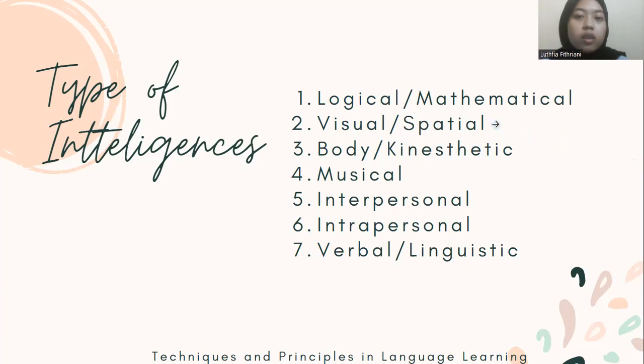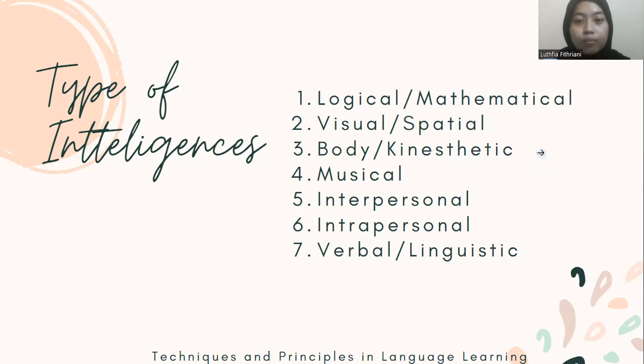The second is visual or spatial. So this intelligence has to do with visualizing things. The teacher can apply video shows, cartoon, or anything else in the teaching and learning process.